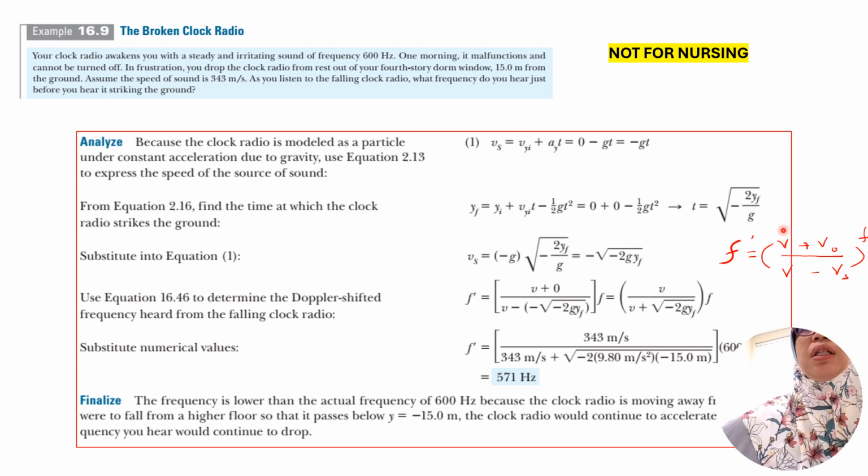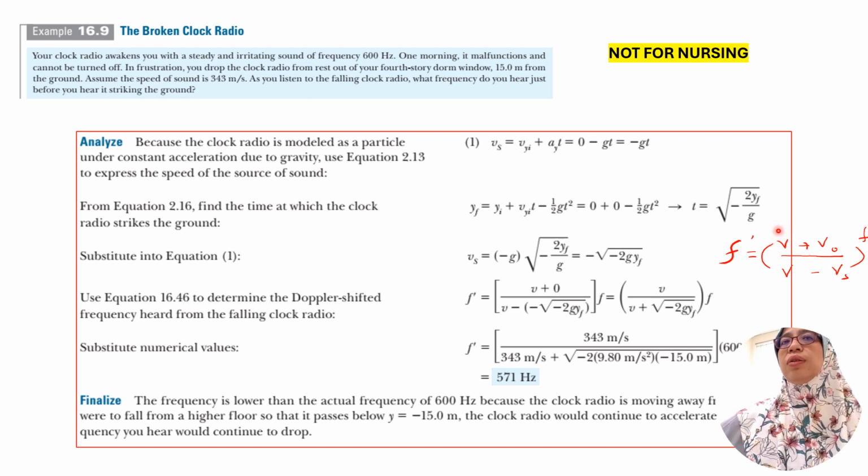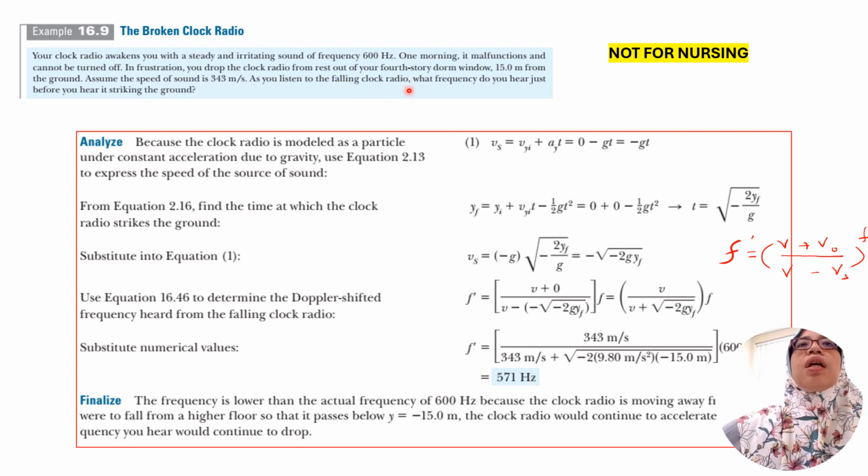Okay, so observe the difference between this and the Doppler case of the submarine earlier. It was the speed of sound in water, while here it's occurring in air. So that's why we consider the speed of sound in air. As you listen to the falling clock radio, where you are stationary, what frequency do you hear just before it strikes the ground? Basically, to find the frequency you will hear, we use this expression. Since you are not moving, the observer velocity would be 0. So here the expression has 0 too.